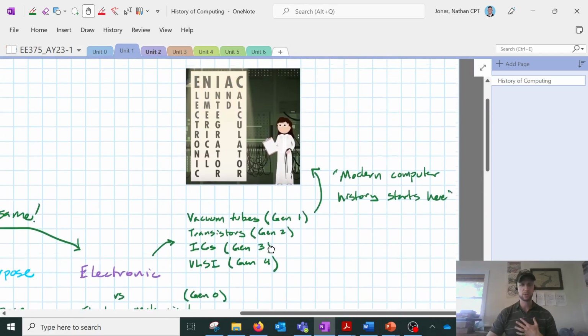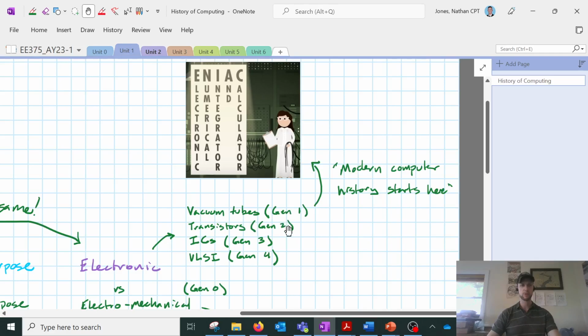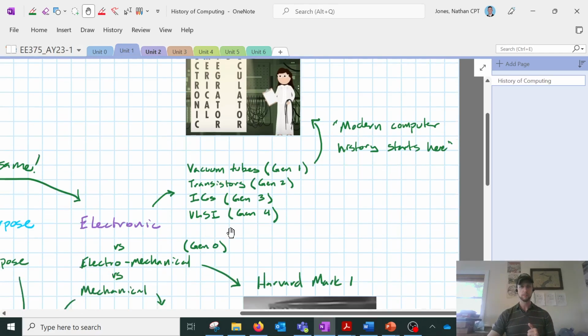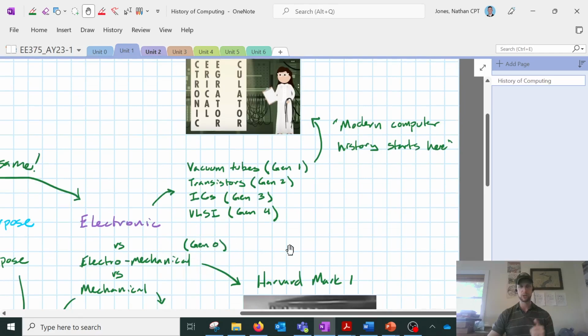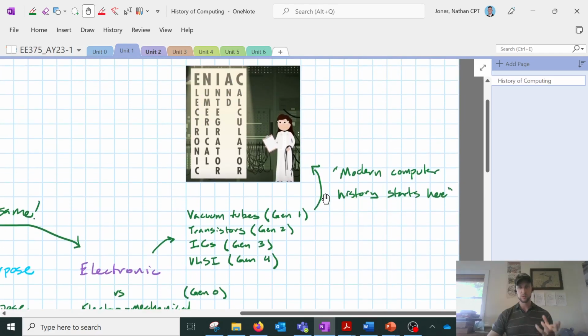Second thing I want to just mention briefly is that sometimes you hear about computing history in terms of generations, which has to do with the underlying electronic technology that powers a computer. So once we move into this electronic realm, we've got a couple of different ways that we can use electronics to form computers that separate these generations. So sometimes electromechanical devices are considered generation 0. When we say the ENIAC starts modern computer history, the ENIAC was powered by vacuum tubes. So anything that ran off of vacuum tubes is considered a first generation computer.